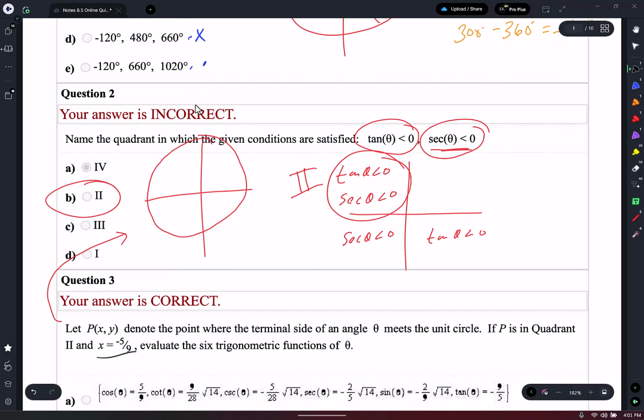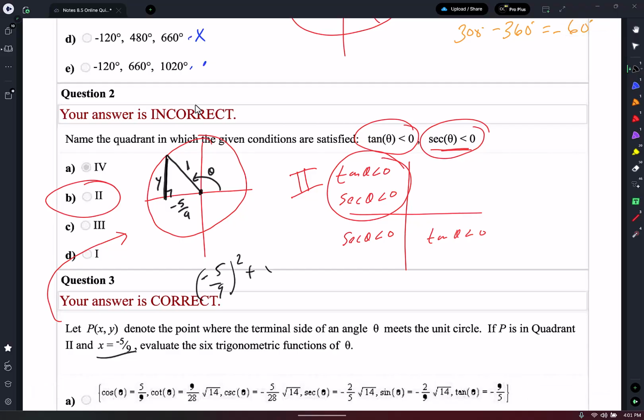And it says that x is negative 5/9, so from the center, go like that. Here's negative 5/9. The radius of a unit circle is 1. So I need to figure out what the y value is. Right? So here we go. I'm going to call that y. X squared, I already know what x squared is, negative 5/9. Negative 5/9 squared plus y squared equals 1 squared.